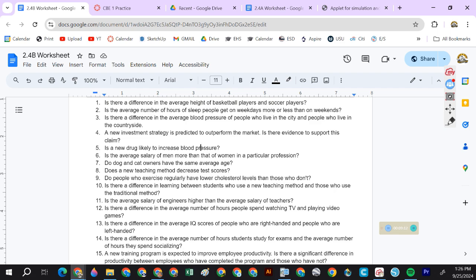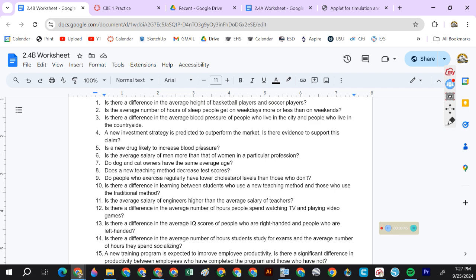Number 8. Does a new teaching method decrease test scores? One-tailed. We're assuming less than. 9. Do people who exercise regularly have lower cholesterol than those who don't? One-tailed. 10. Is there a difference in learning between students who use a new teaching method and those who use the traditional method? Two. That should probably say subject to new teaching method. But yes, that is a two-tailed.